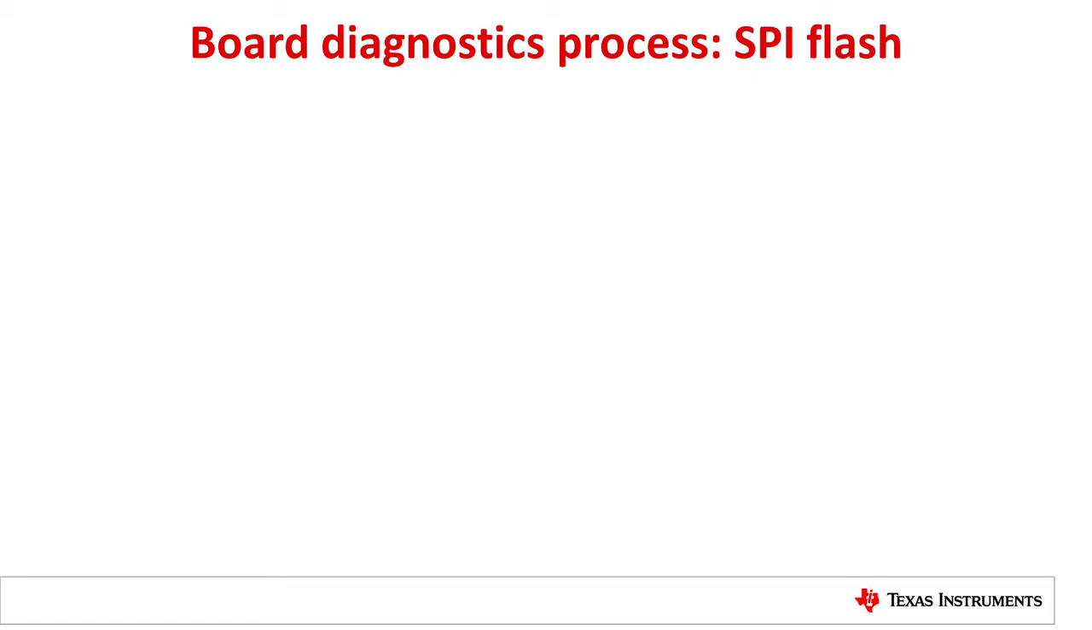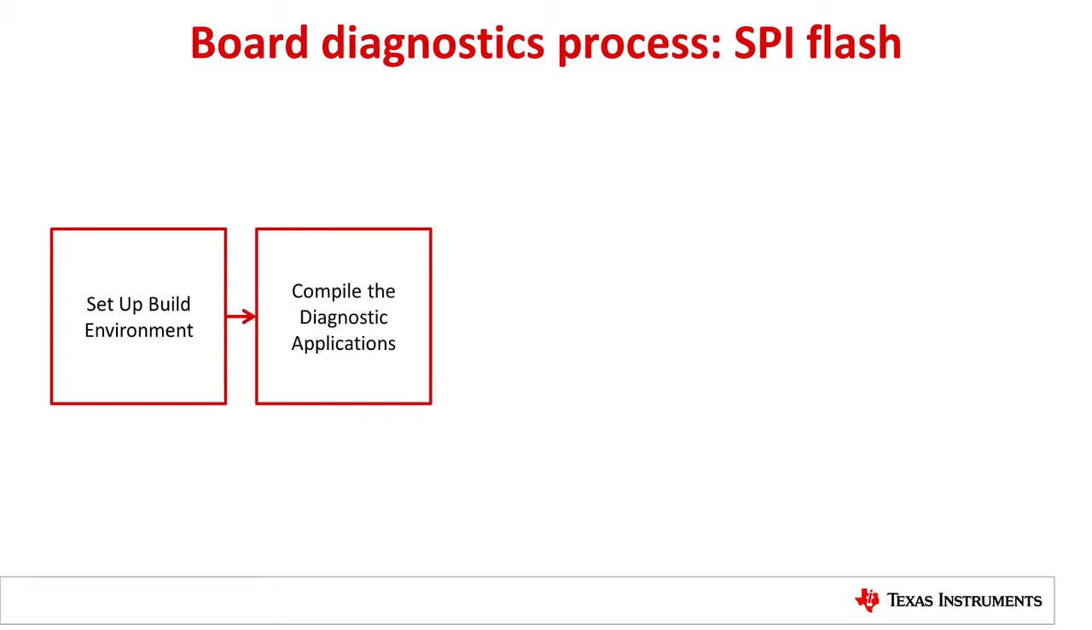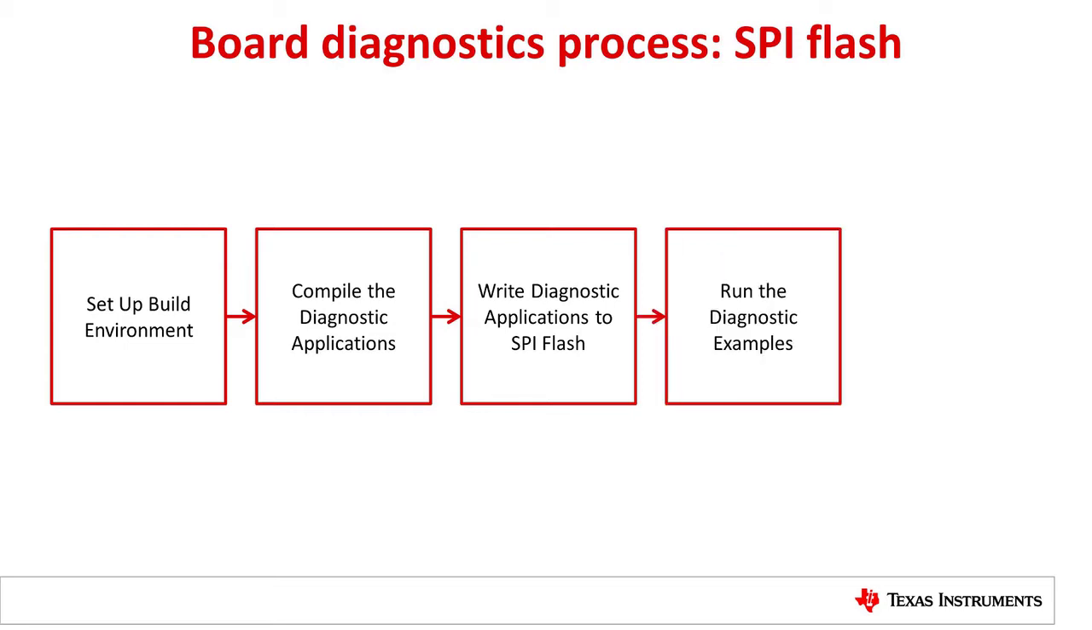Before we proceed to the demonstration, let's review the steps in the board diagnostics process using SPI. First, we will set up the build environment. Next, we will compile the diagnostic applications. Once the applications are compiled, we will write the SPI Flash with pre-built images. We will then boot the board with the SPI Flash and run. Finally, we will verify the diagnostic output on the console.